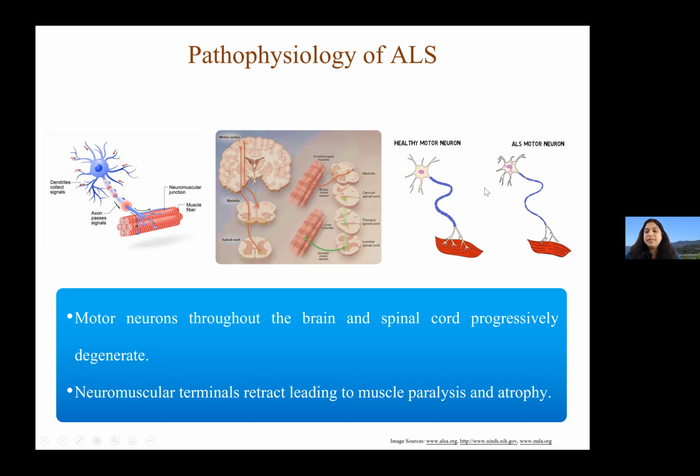And in ALS, they are the ones that are the primary targets of this disease. So basically, motor neurons are known to degenerate, causing a retraction from the muscle, and the muscles losing that neural input, they atrophy, and that leads to paralysis, and eventually the patient dies, mostly because of respiratory failure. But more importantly, their lives are extremely devastating because of the nature of this disease.